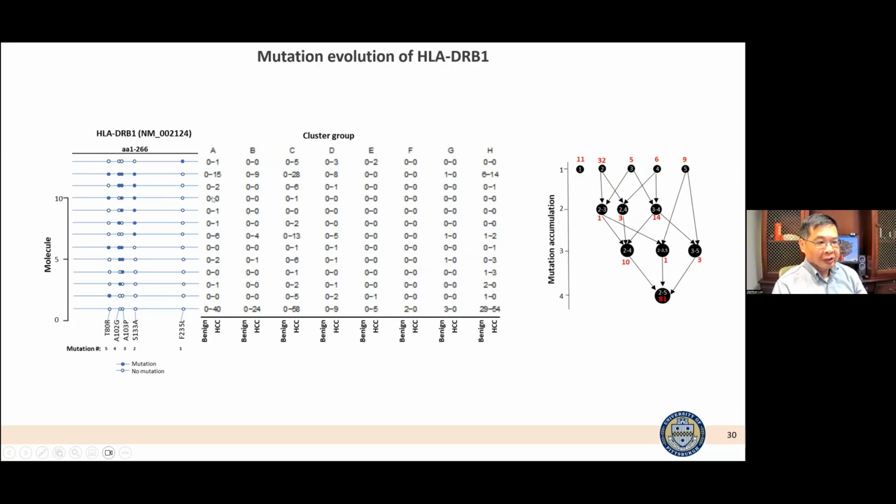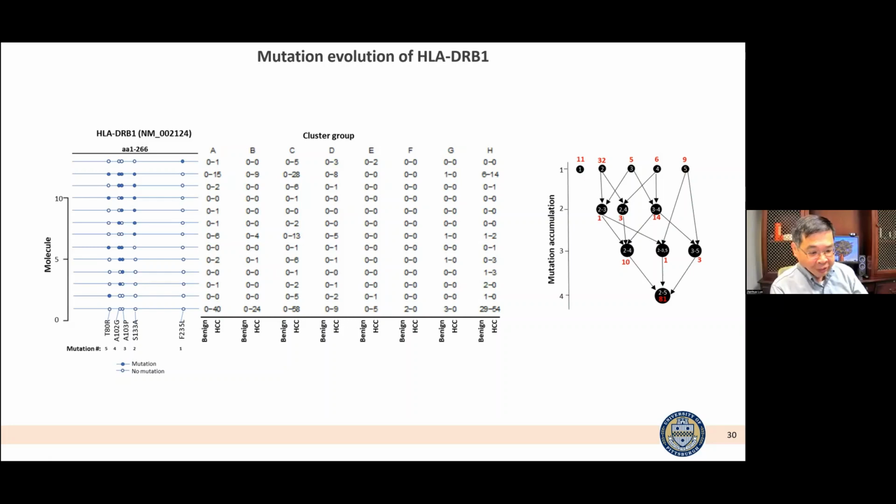Based on this, we concluded that the evolution probably would not stop here, because it did not stop at the five mutations before it evolved more. So this is probably the major reason why the cancer could keep evading the immune surveillance system, because this HLA keeps evolving as a result of the hypermutation cluster.